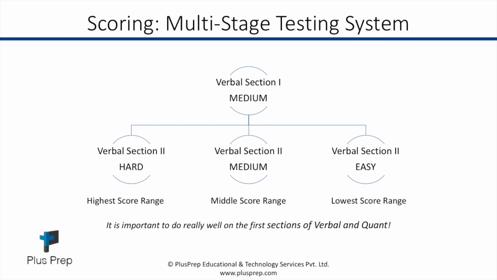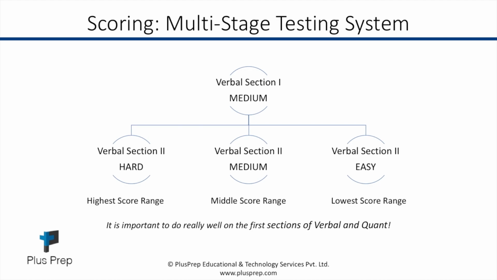What is the significance of this? Well, as soon as you get to a harder section, your score cap goes way higher. Now it becomes very likely for you to get a much higher score. Even if you mess up the second section, you're very likely to get a very good score. Let's say you get about 18 questions right in the first section and only about 5 questions right in the second section. You will still be able to get a 150 plus quite easily.